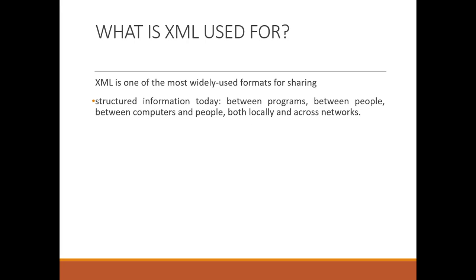Okay, what is XML used for? All right, so you might ask yourself, okay, fine, we're talking about XML, but what is it exactly used for? So XML is one of the most widely used formats for sharing data or information. You can use XML to share information between different programs. You can store your information in the format of XML and share it in another different program, or between people, like maybe different programmers.